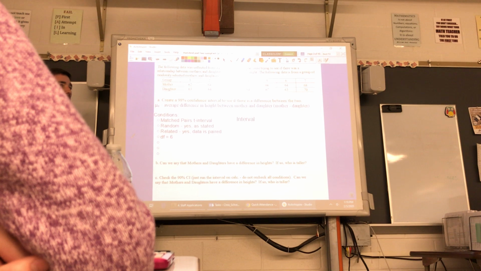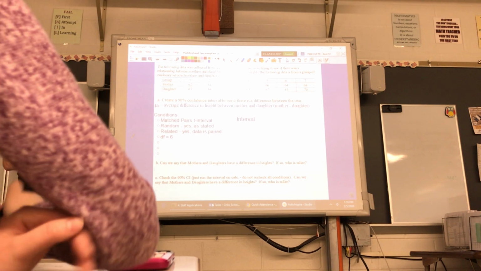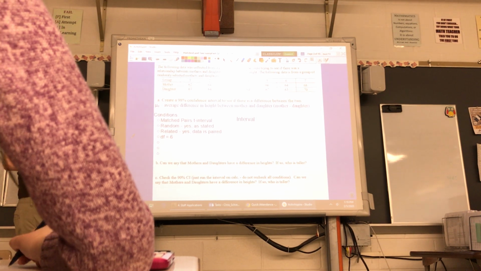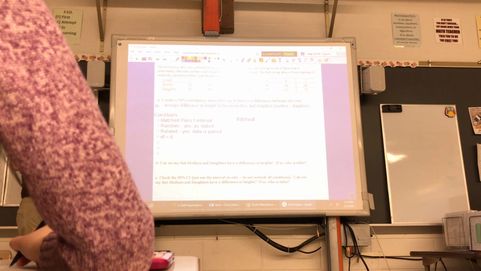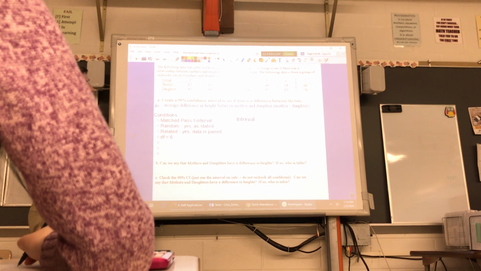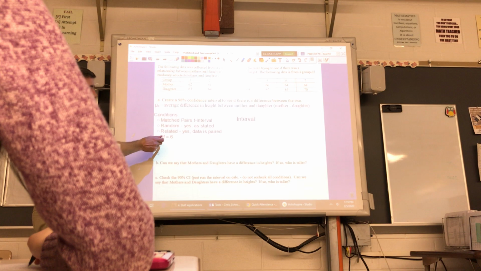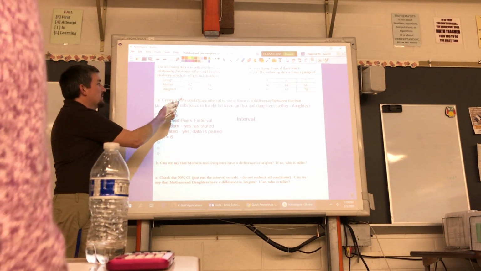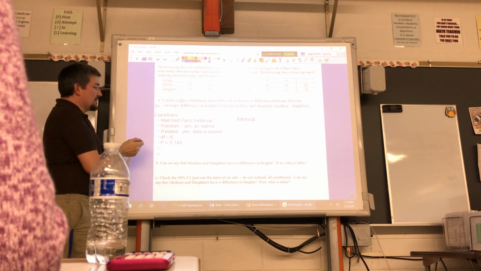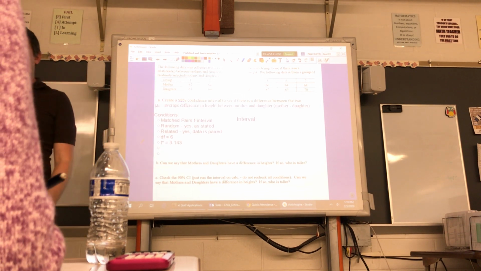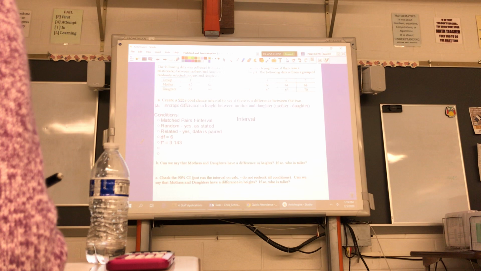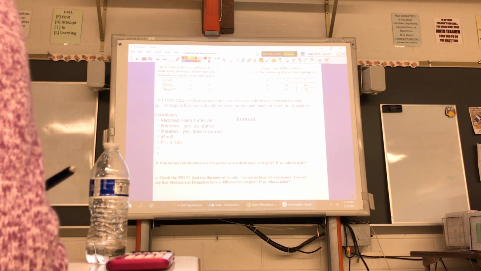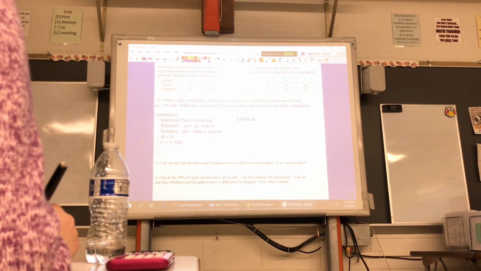I typically do the degrees of freedom and t-star before the normality because the normality is the one that takes the longest. The degrees of freedom, we have 7 pairs, so that'll be 6. This one says a 98% interval. Use your table. 1.34. Now, the normality check is the one that's going to take the most work, and it really is up to you how you do it.